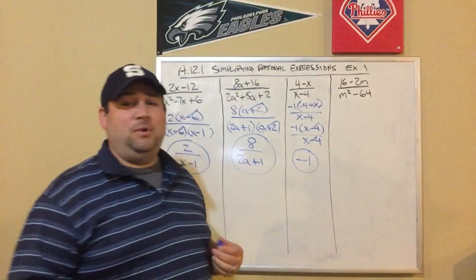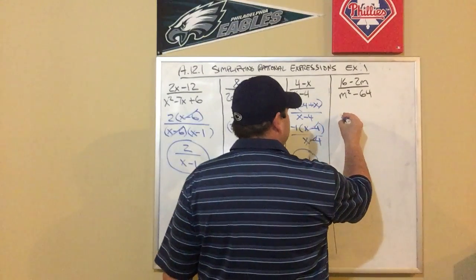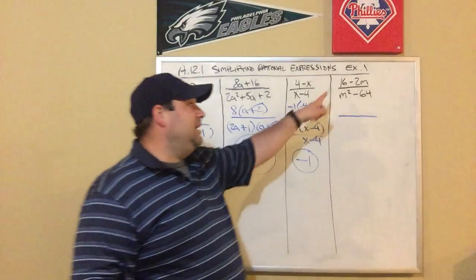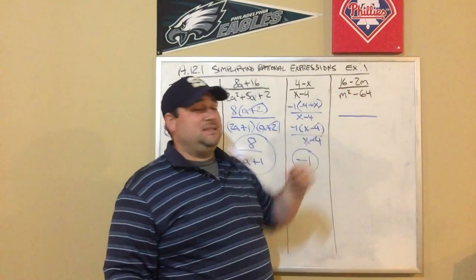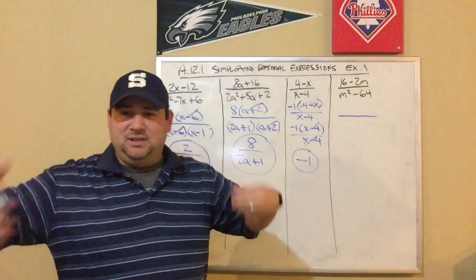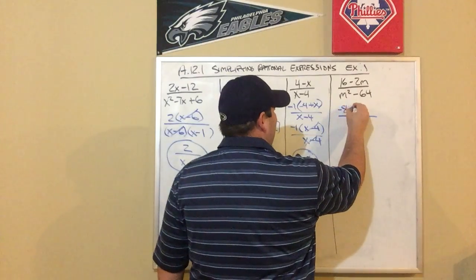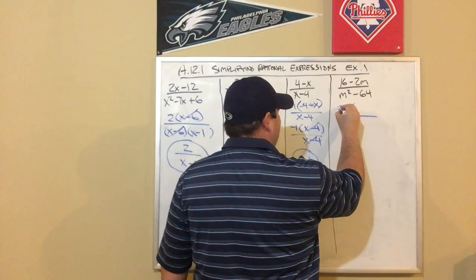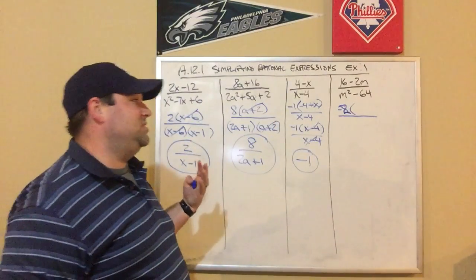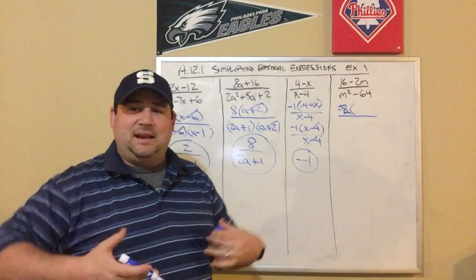All right, our last one. 16 minus 2m over m squared minus 64. So up top, I could take out an 8, right? If I took out an 8, I'd get 2 minus m. But the problem is, when I look at the bottom, I know it's probably going to be m something, not minus m. So what I'm going to do is I'm going to take a negative 2 out of this. I don't know why I said 8. I meant 2. I could have divided the top one by 2 and gotten 8 minus m, but I want it to be m minus 8, not 8 minus m.